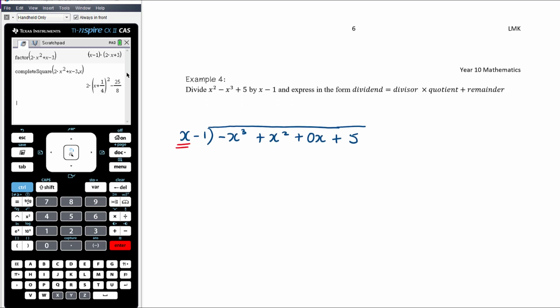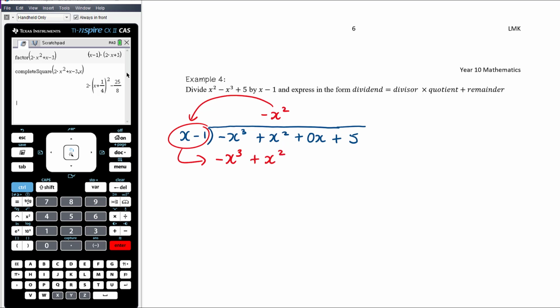Okay? Alright, otherwise the process is the same. What do we need to multiply x by to get negative x cubed? That would be negative x squared. We're going to multiply negative x squared by x minus 1 to get negative x cubed, and negative x squared times negative 1 is positive x squared.